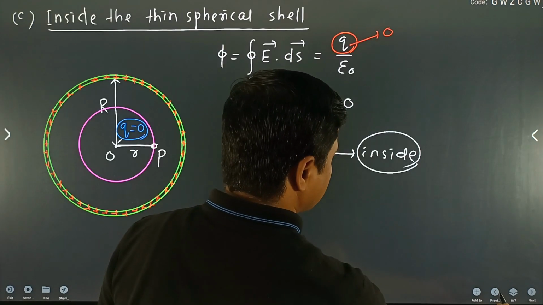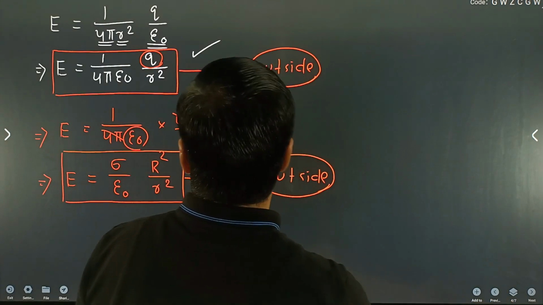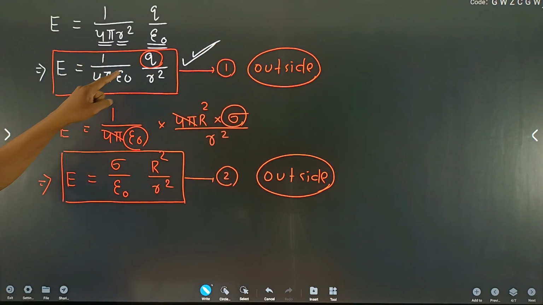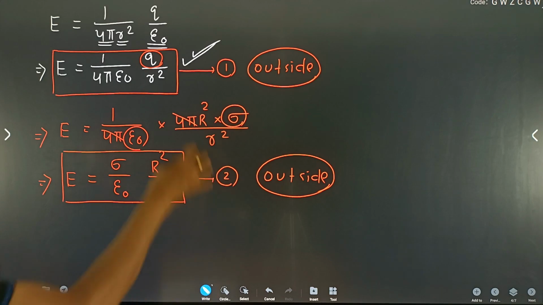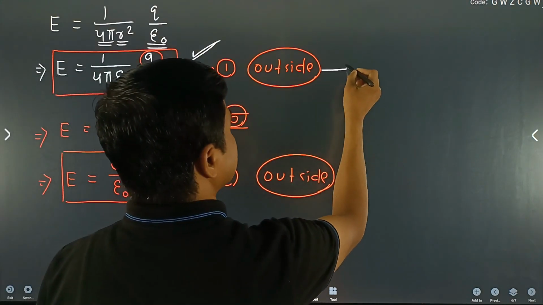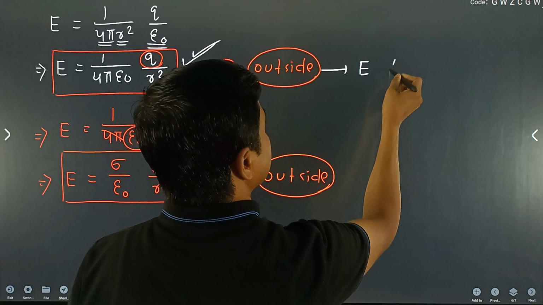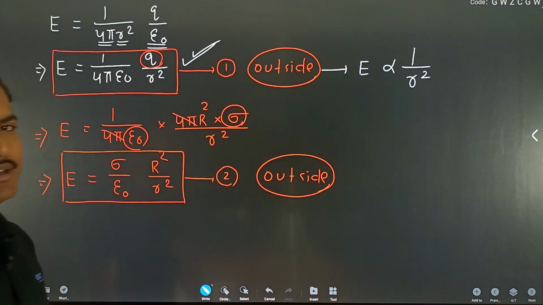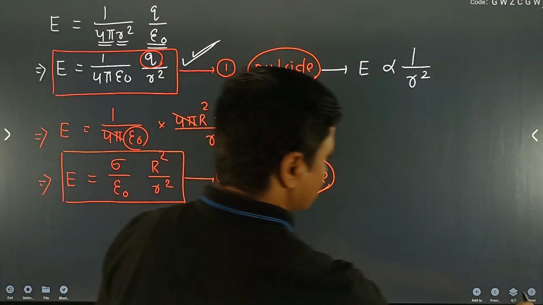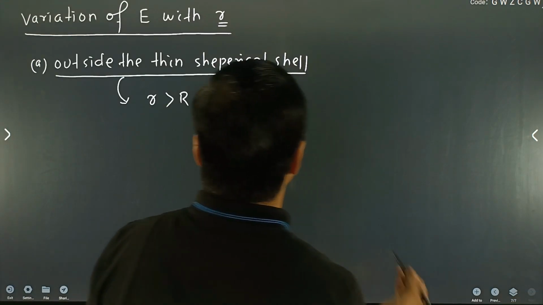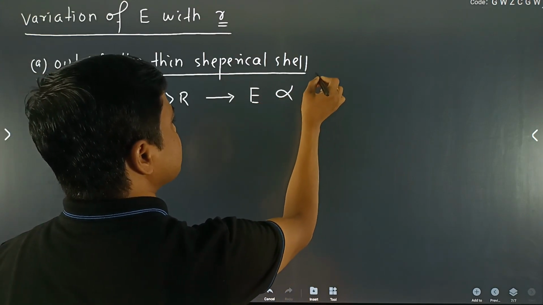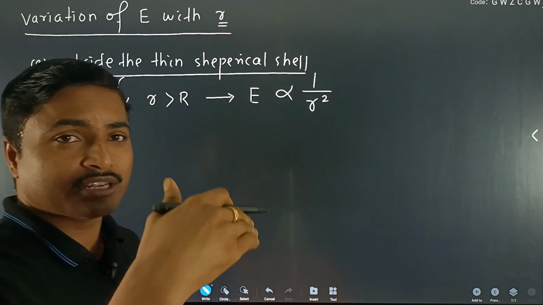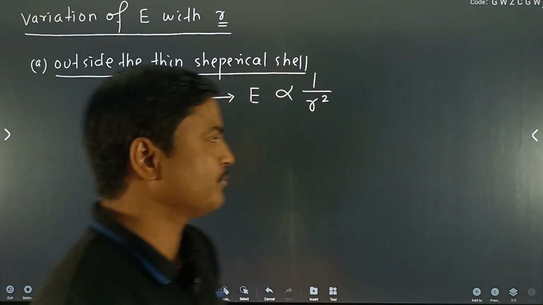Electric field E is equal to 1 by 4 pi epsilon 0 Q by R square. So from this expression we get that electric field is inversely proportional to the square of the distance. We write E is inversely proportional to the square of the distance of the observation point from the center of the thin spherical shell.